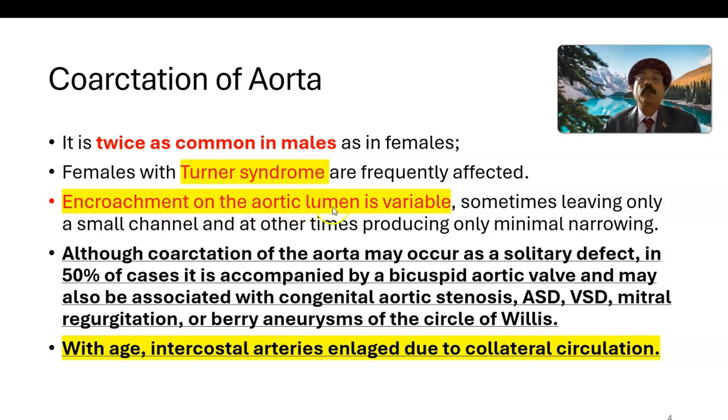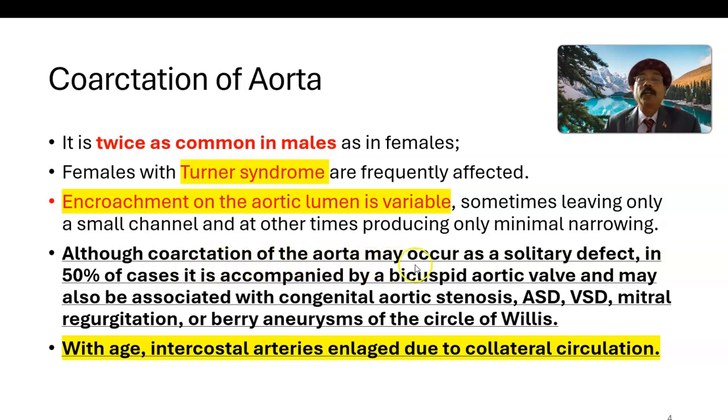Encroachment on the aortic lumen is variable. How much it is constricted, how much it is narrowed, is variable. Sometimes it leaves only a small channel and other times it produces only minimal narrowing. So this is compatible with life. It is very minimal narrowing.